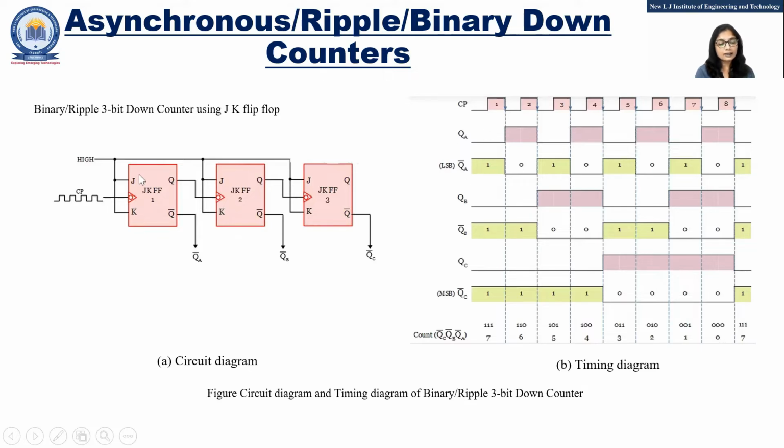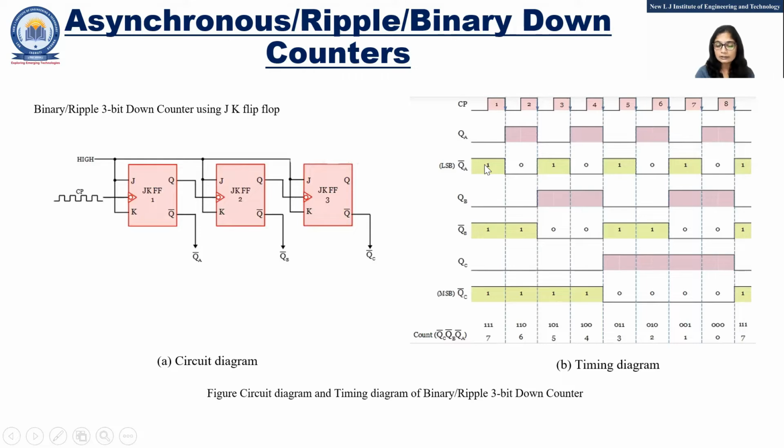Then this QA, whenever I apply it to the clock pulse, and the output I am taking from this Q bar. So what is Q bar? This is exactly opposite to QA. Okay, so this is the output, and this is the clock signal to the next flip-flop. Okay, so here you can see this is the output. QA bar, QB bar and QC bar is the output.